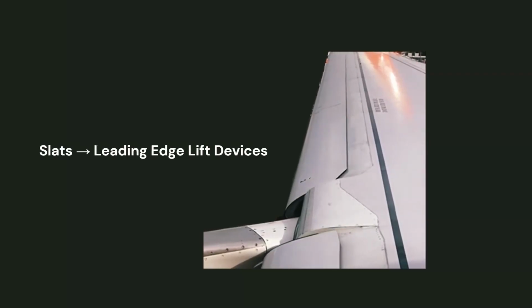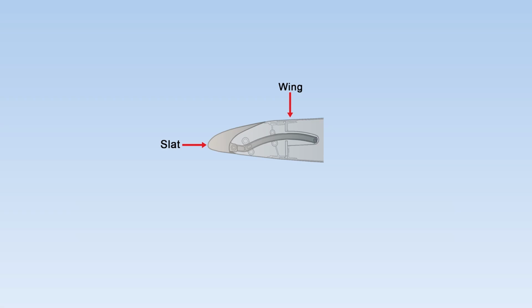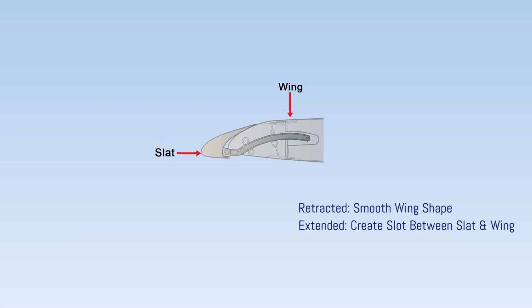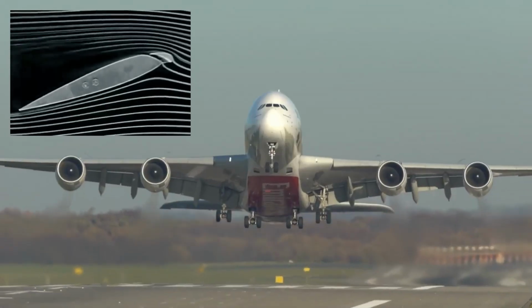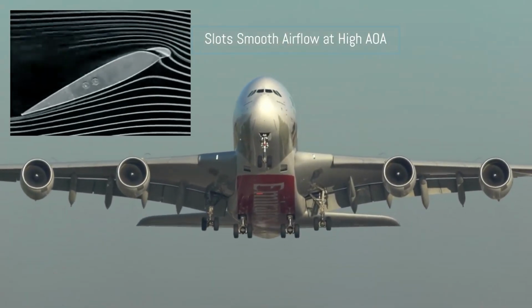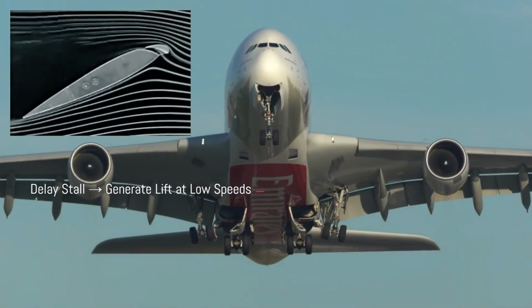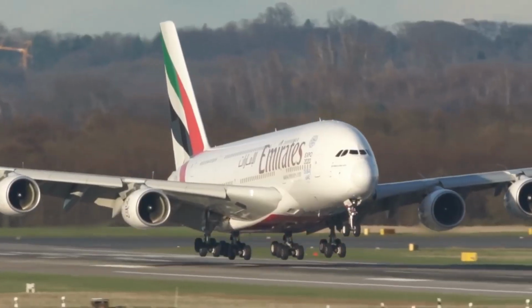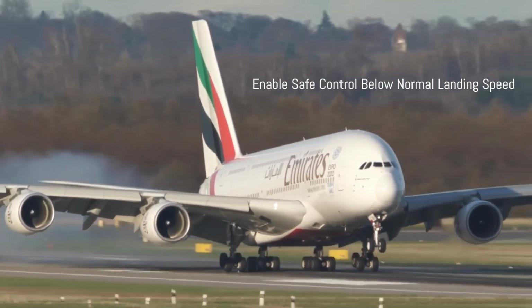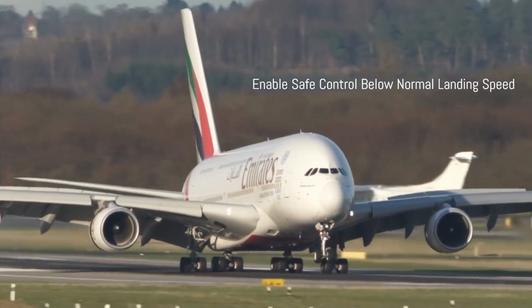On the leading edge of the wing, we find slats. These movable control surfaces retract to form a smooth continuation of the wing's shape. When extended forward, however, they create a slot between the slat and the wing's leading edge. This slot smooths airflow at high angles of attack, delaying stall and allowing the wing to generate lift even at low airspeeds, enabling the aircraft to remain controllable below its normal landing speed.